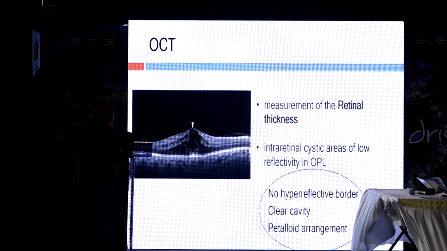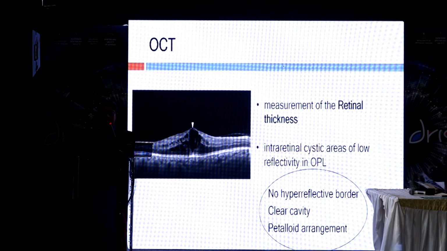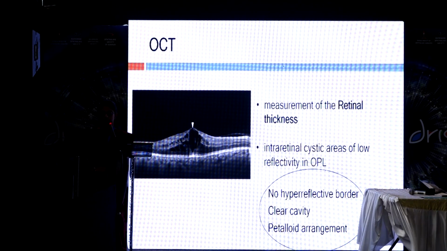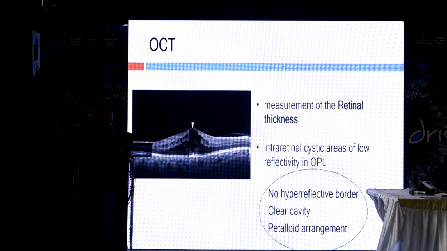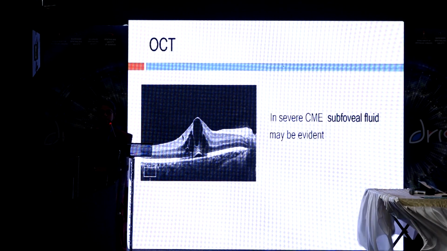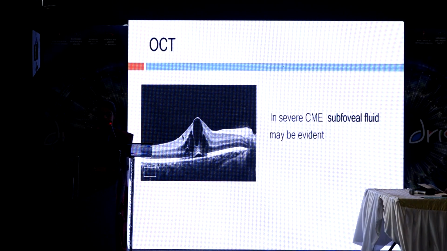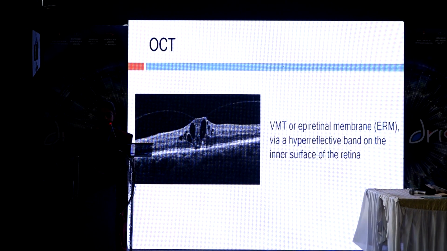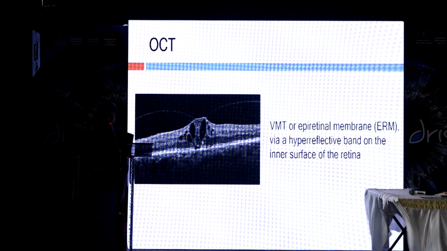OCT has gained importance because of its non-invasive nature. You can measure the thickness of the retina. It is almost inversely proportional to the visual acuity. We can also see the intraretinal cystic areas, and the features of these are that there will be no hyperreflective border, there will be a clear cavity, and we have a petalloid arrangement. In severe cases of cystoid macular edema, we can get subfoveal fluid also, and we can also demonstrate conditions like vitreomacular traction or epiretinal membrane, that is, a hyperreflective band can be seen on the inner surface of the retina.